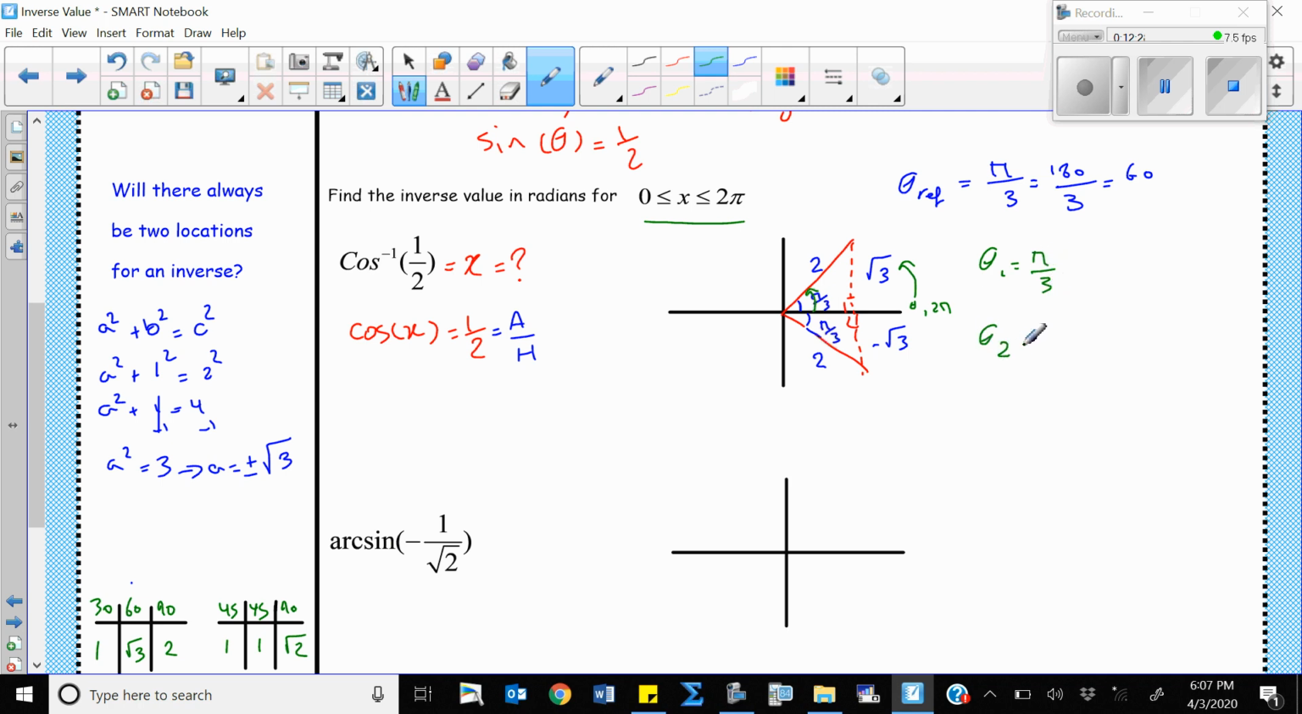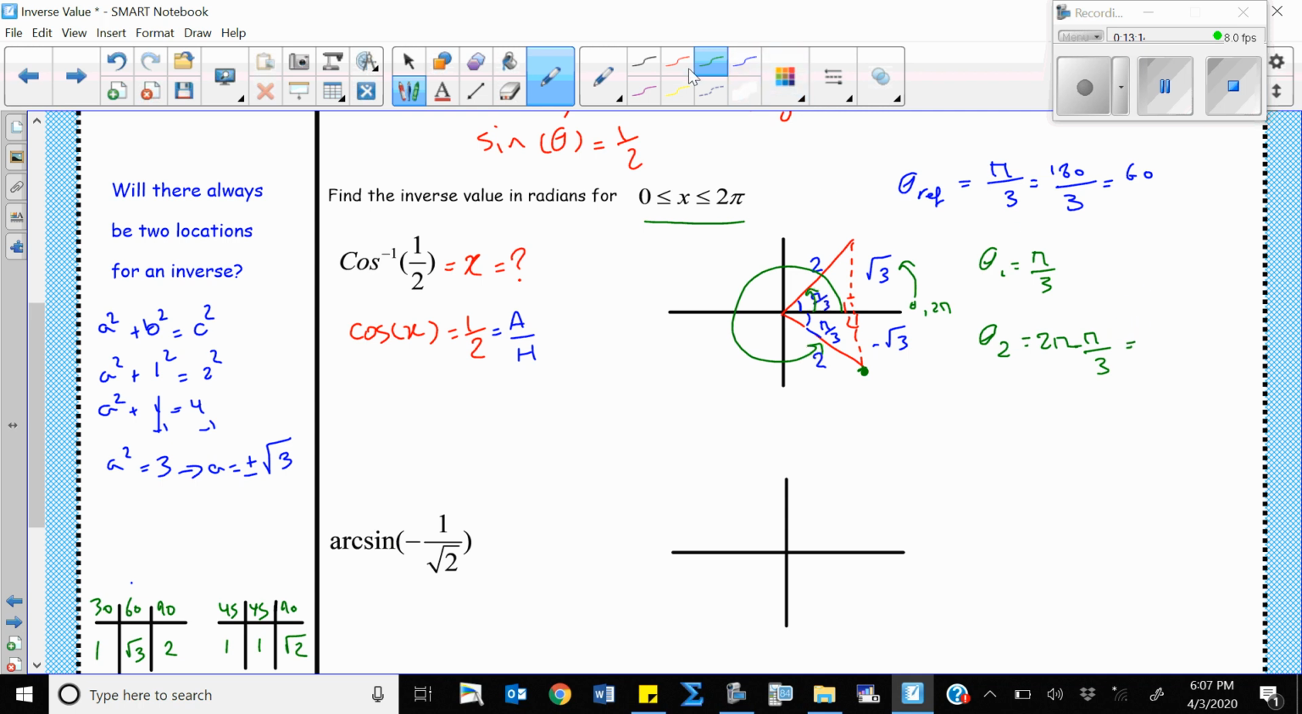How about the other one? The other one will be starting from here, 0, and then we can move. Let me draw that here. Move until I reach the next terminal side. So this will be my theta 2. But how do I find the measure of this angle? The easiest way is that you say if I have made a full circle, that will be 2 pi. Now if I just subtract this pi over 3 from 2 pi, I'm going to reach this point. So to find the measure of this angle, I can just subtract pi over 3 from 2 pi.